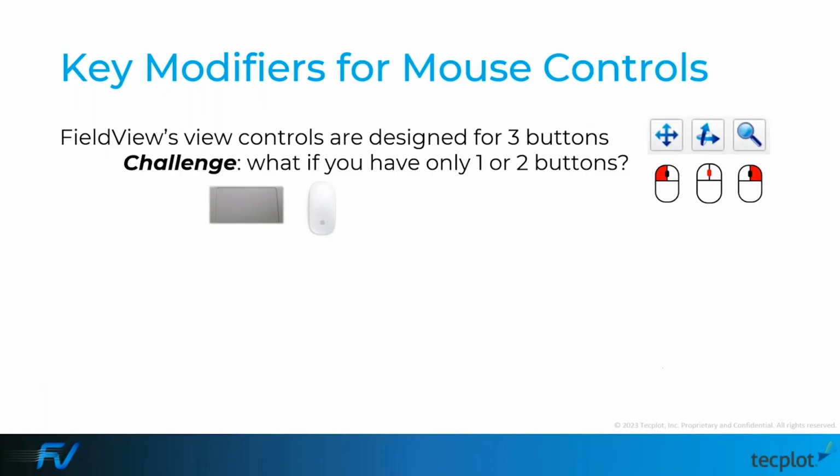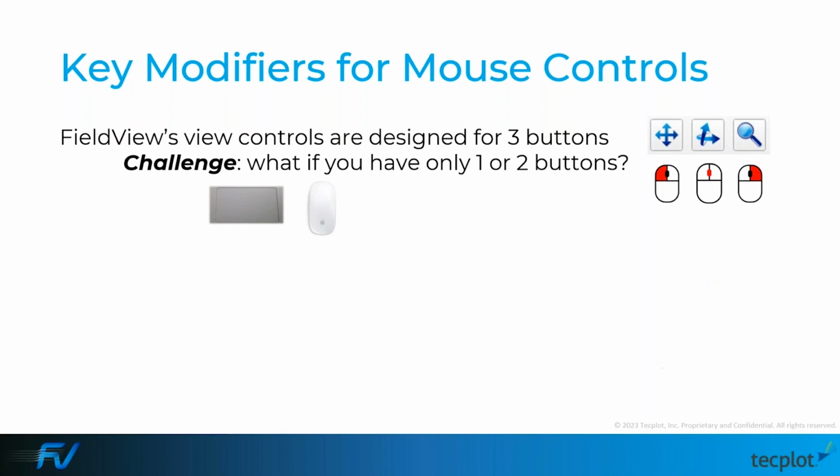Then we worked on our key modifiers for the view controls. Our FieldView users in the meeting are probably very familiar with the 3 mouse buttons that we use by default. So left mouse is translation, center mouse is rotation, right mouse button is zoom. That's what you get by default.